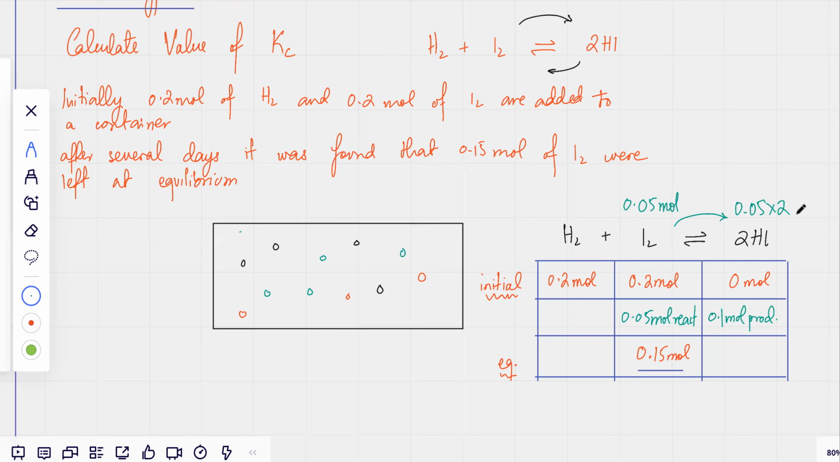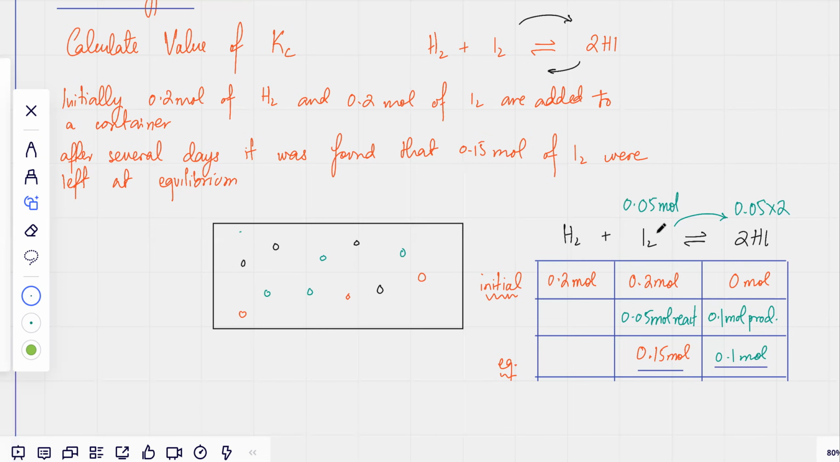Okay, they got produced. So initially you had 0 moles. Now 0.1 moles got produced. So at equilibrium, you're going to have how many moles? You're going to have 0.1 moles because initially you didn't have any, but now 0.1 got produced. So you're going to have 0.1 moles at equilibrium.